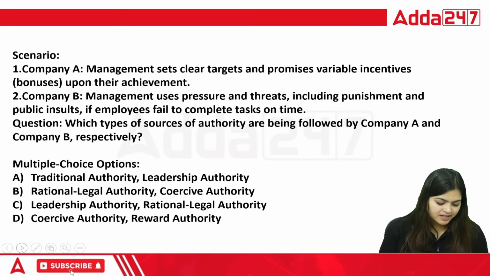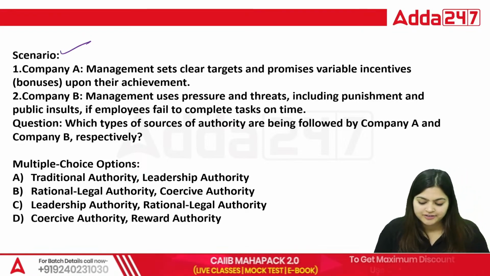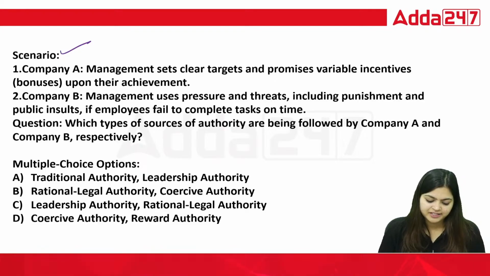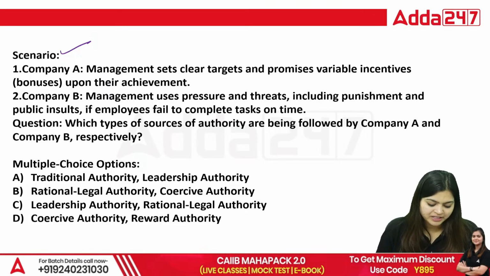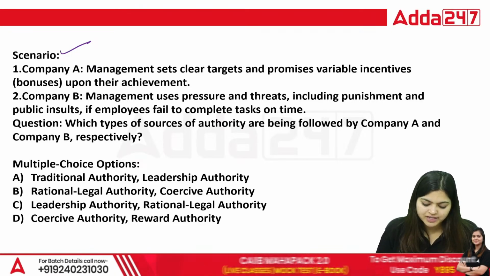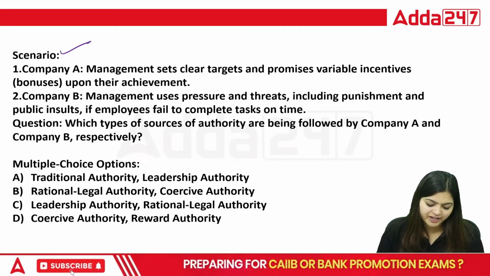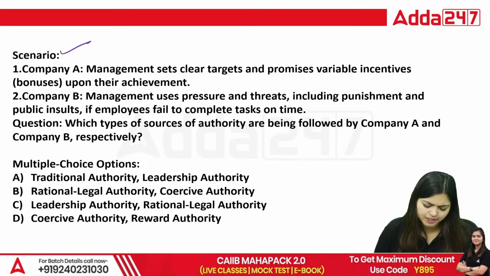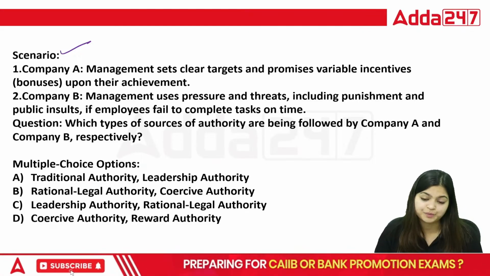Now let's see some fresh questions for today's session, starting with scenario analysis. You have company A. Management sets clear targets and promises variable incentives, bonuses upon their achievement. Company B. Management uses pressure and threats, including punishment and public insults, if employees fail to complete tasks on time. So the question is, which type of sources of authority are being followed by company A and B respectively?